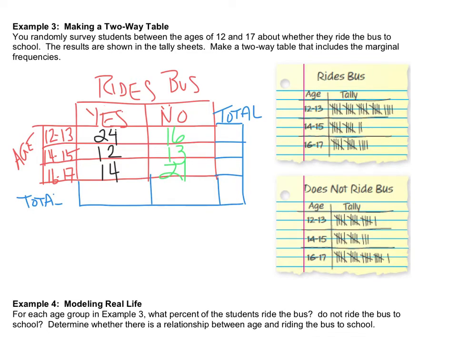So if I go across my 12 and 13 row, 24 and 16 is 40. 12 and 13 is 25. 14 and 21, you've got to be careful, I almost got caught, that's 35. When I add down, 24 and 12 and 14 is going to be 50. And then 16 and 13 and 21 is 50.